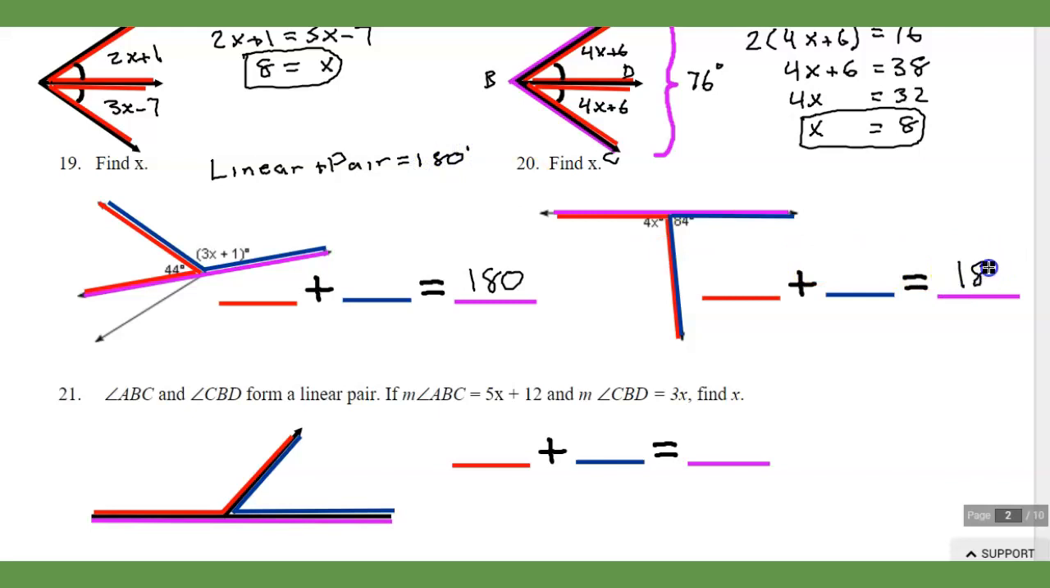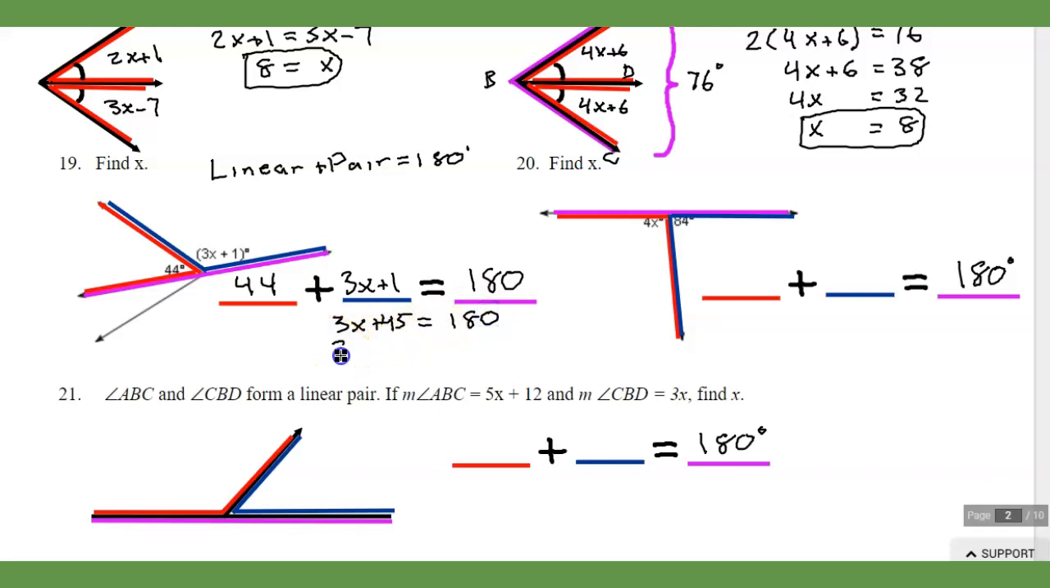Each of these, without being told in the description, unlike the problems above, we just have to know that it adds up to 180. Okay? And then it's just a matter of the two smaller parts adding up to the big part, which is 180. So we have 44 plus 3x plus 1. All right, so 3x plus 45, 180.